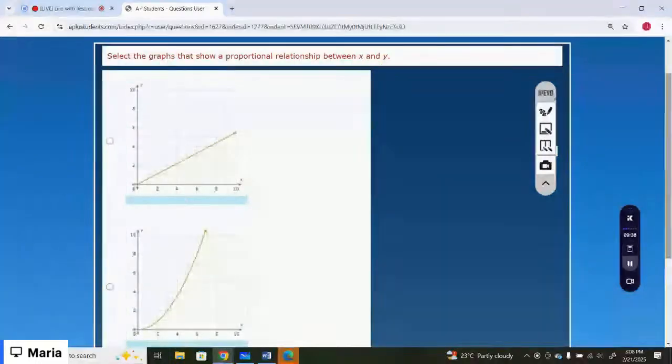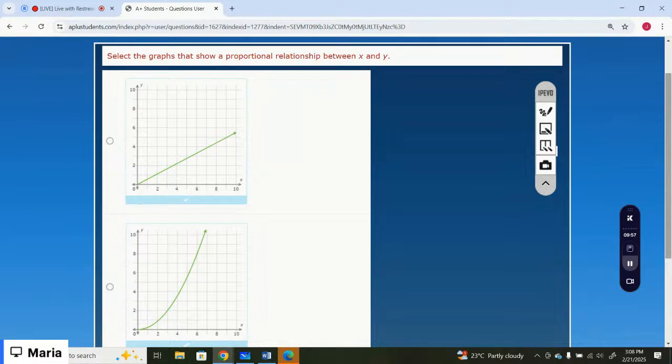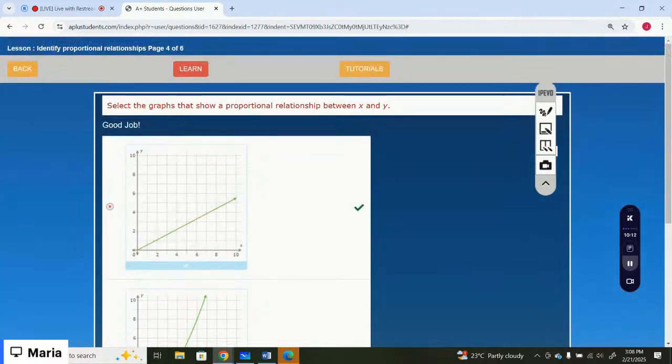Select a graph that shows a proportional relationship between x and y. Option number one is the correct option. That's a straight line passing through the origin.